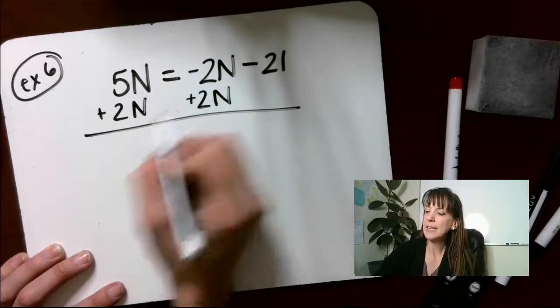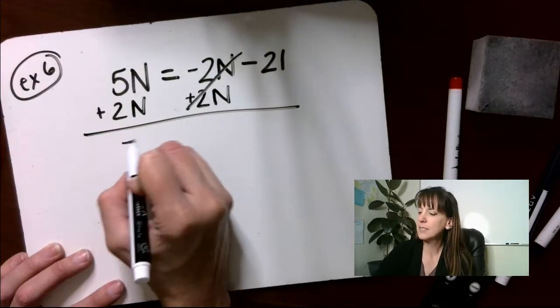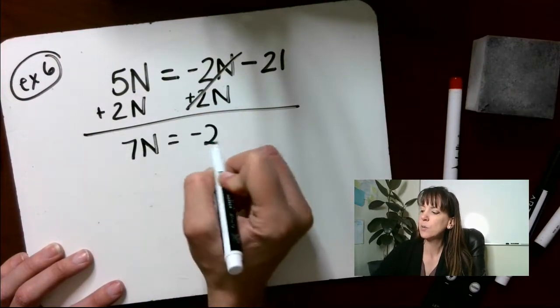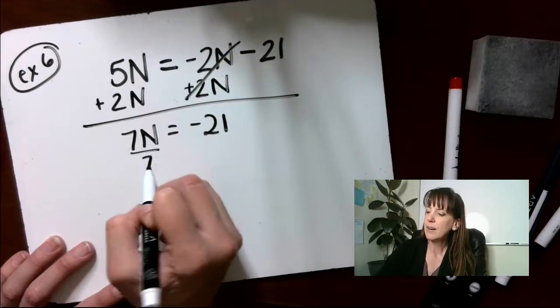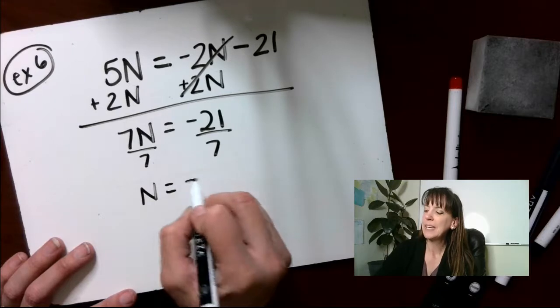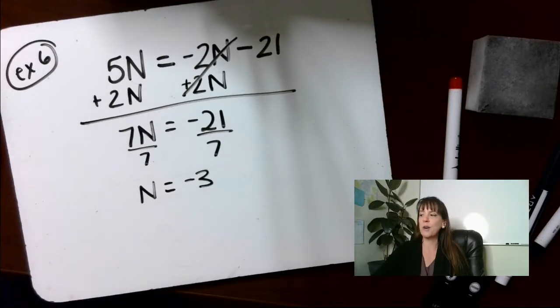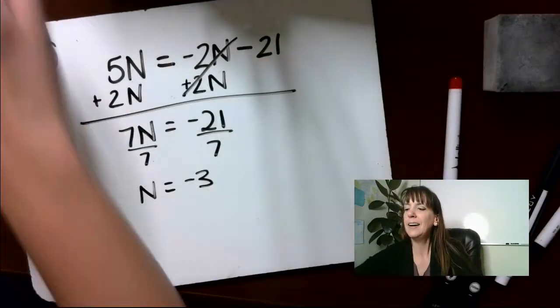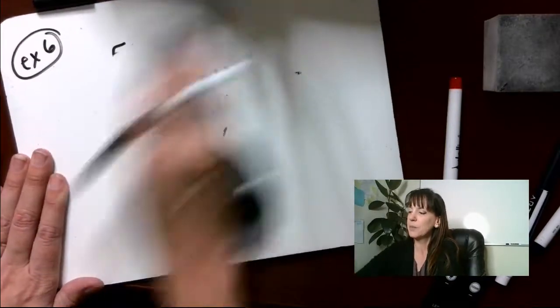When we do that, we cancel this, we get 7n equals negative 21, okay? Divide by 7 to get that n by itself. We get negative 3. So sorry about that, guys. Okay, so that word is very important, it turns out.